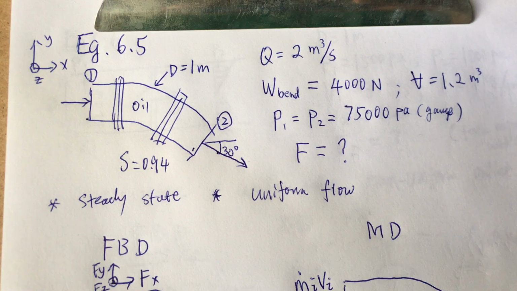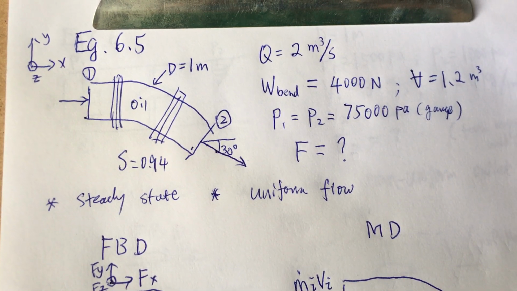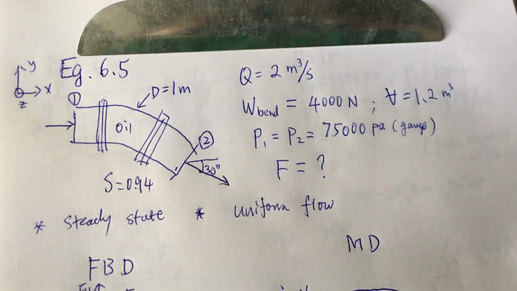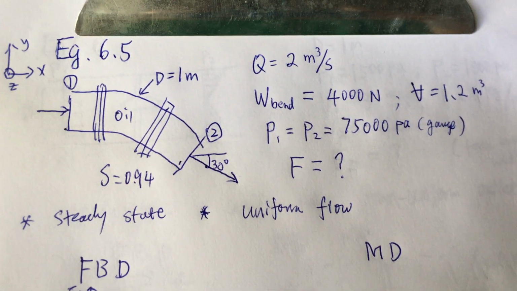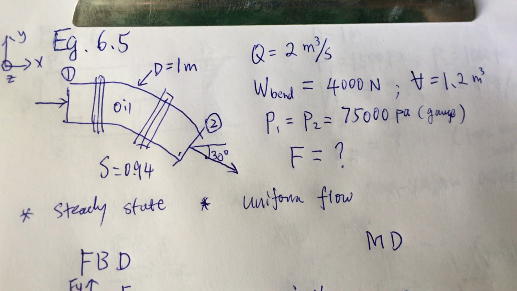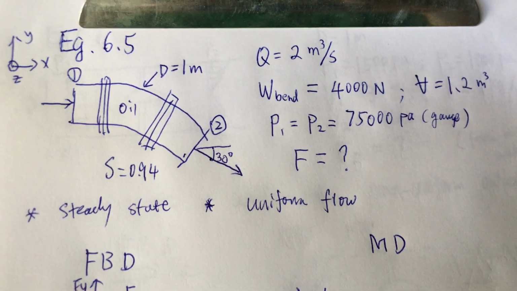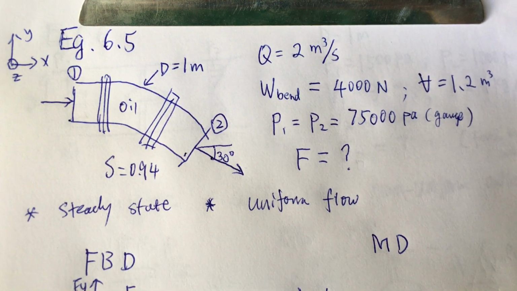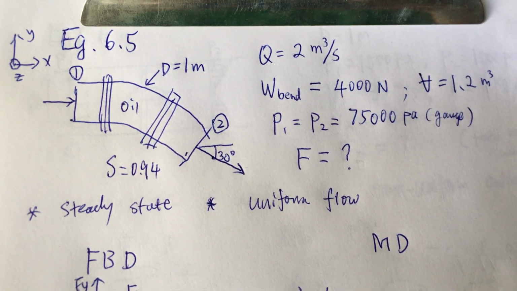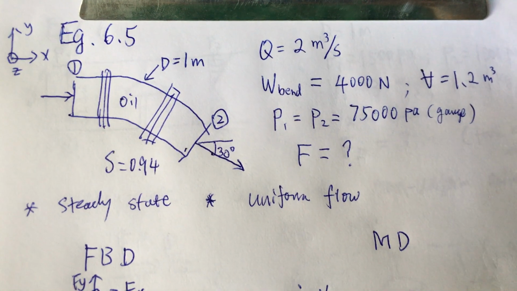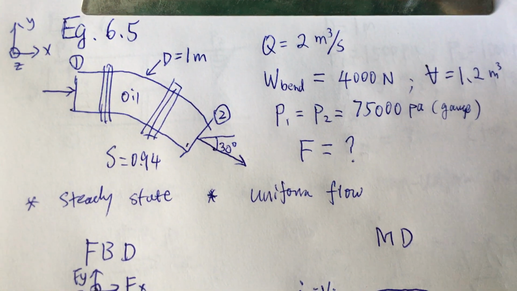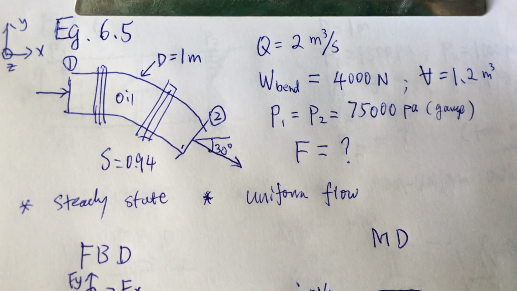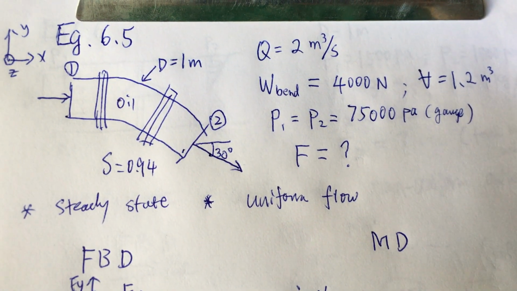You need to calculate the force components separately. So the problem is this. This is a bend, a pipe bend. The fluid is oil with a specific gravity of 0.94, so you should be able to calculate the gamma, right? It's a 30-degree bend. The diameter of the bend is 1 meter. Okay, pretty big.